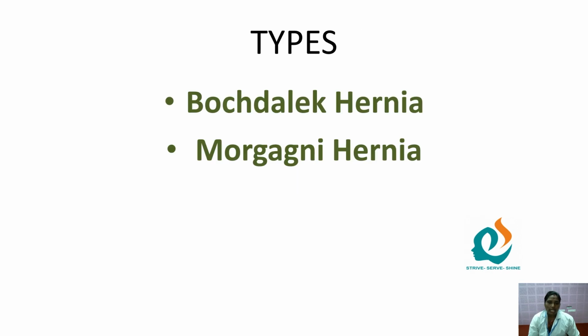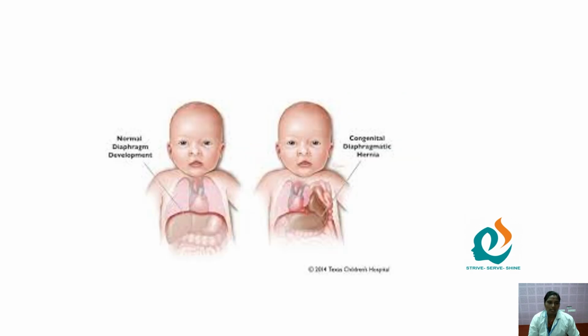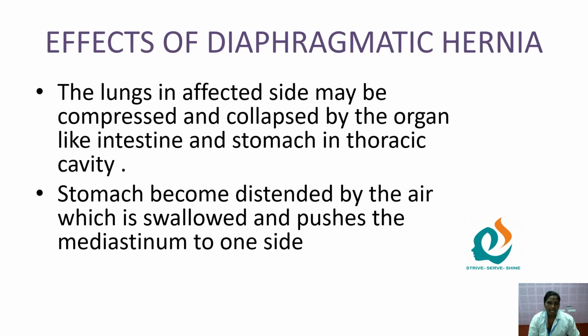It has two types, Bochdalek hernia and Morgagni hernia. This picture shows the normal diaphragmatic development and the congenital diaphragmatic hernia. As for the effect of diaphragmatic hernia, the lung on one side may be compressed or collapsed by organs like the intestine and stomach in the thoracic cavity, and the stomach also becomes distended by swallowed air, which pushes the mediastinum to one side.